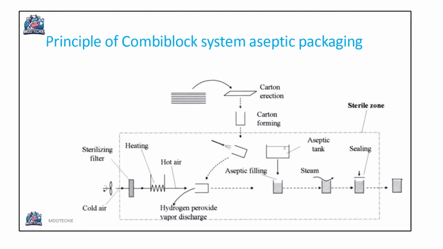Finally, let's look at the principle of a typical aseptic carton system. The process creates a sterile zone. It involves several stages: carton forming and erection, sterilization with hydrogen peroxide vapor and steam, followed by drying with hot and cold air. The sterile carton then moves to the aseptic filling station, which is supplied by an aseptic tank, and finally, the carton is sealed shut.